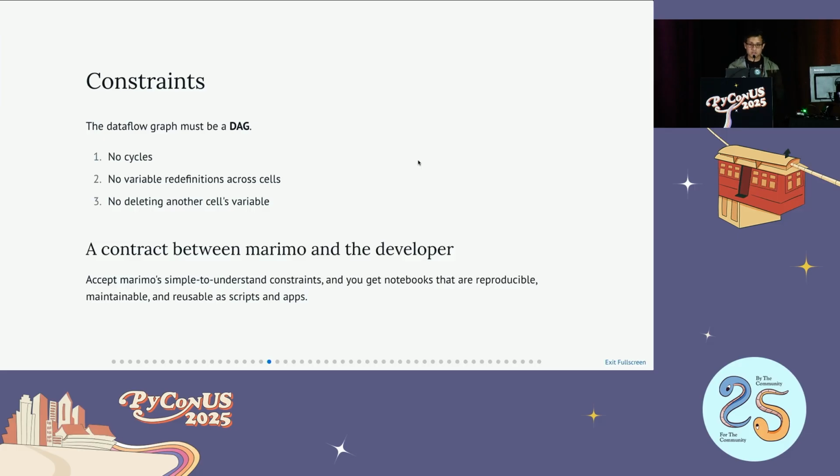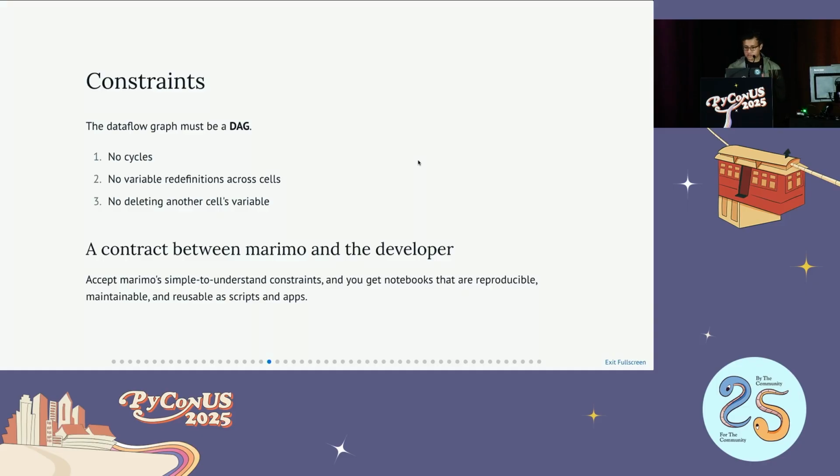Okay, so because the notebook needs to be a data flow graph, it does mean there are some constraints on the code that a user can type in to our notebook. In particular, the graph needs to be a directed acyclic graph. And so that introduces three constraints. One, you cannot have cycles among cells. Two, you cannot redefine variables across cells. And this is actually the biggest behavior change that we've noticed that users need to get over before they can adopt Marimo. And three, you can't delete another cell's variables.